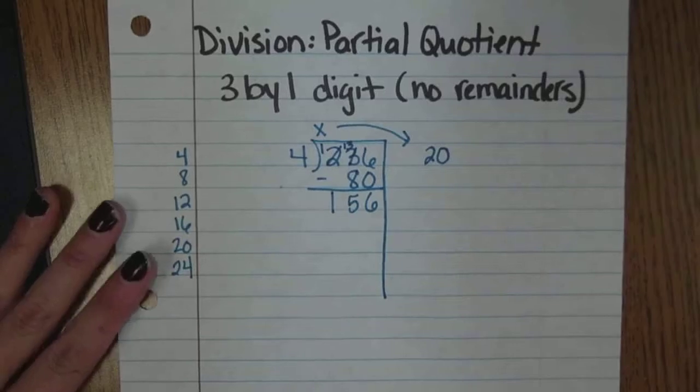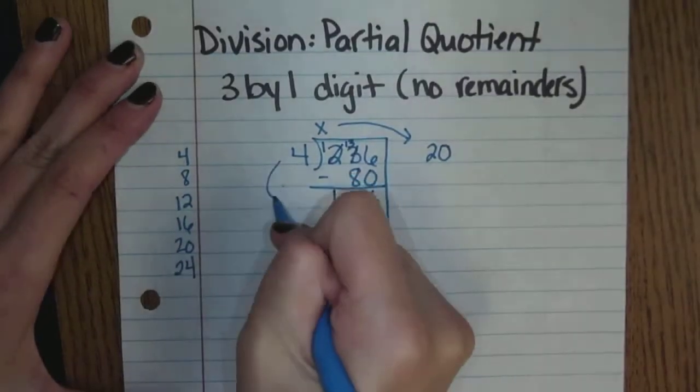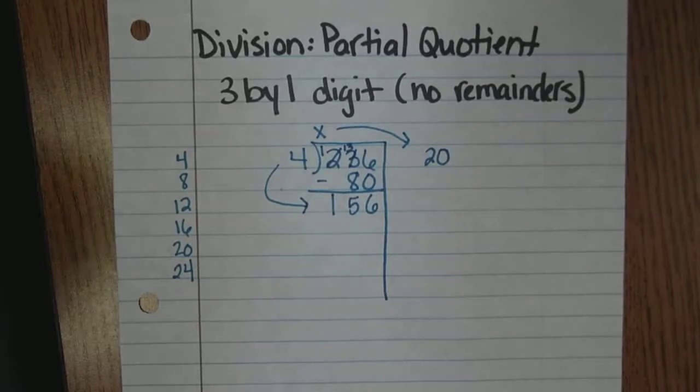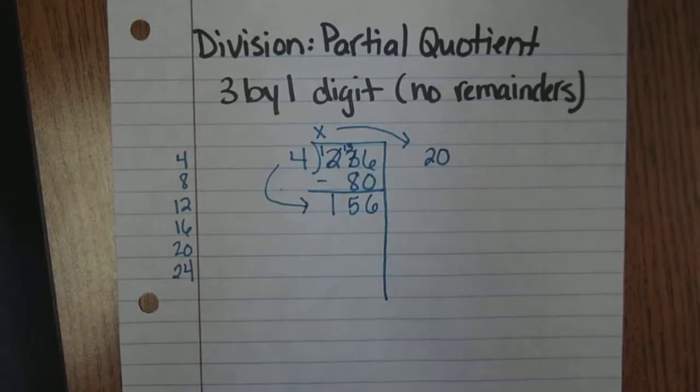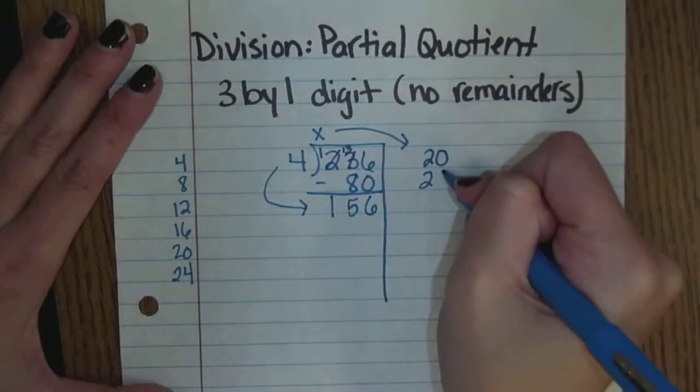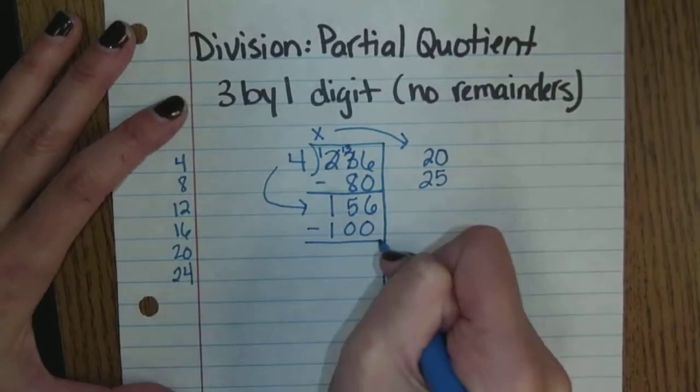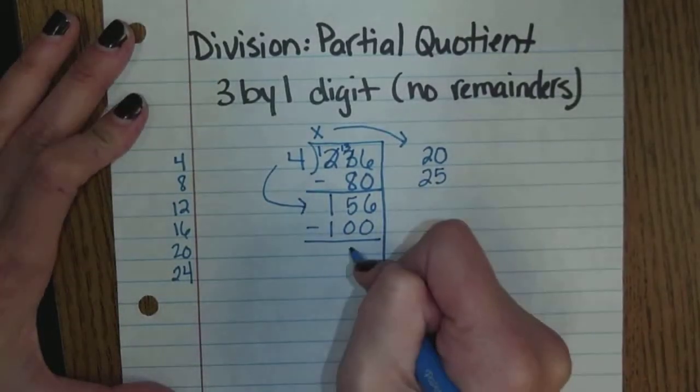Next up, I will have to figure out 4 times something will get me close to 156. So I'm going to think about possibly 25, because I know 25 cents equals $1. And I might take a group of 25 here and multiply 4 times 25, which will get me to 100, making it a much easier number to work with. And now I'm at 56.